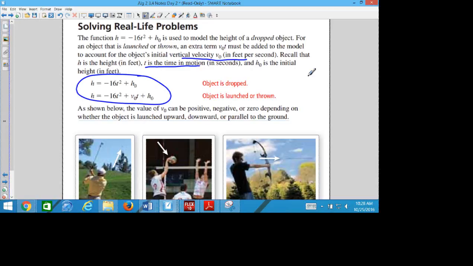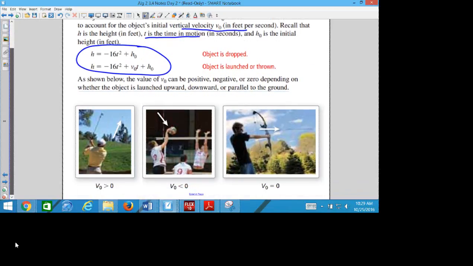So the vertical velocity has to do with what I am doing with this marker. If I'm just simply letting go, there is no velocity, and you would use this first equation. But if I threw the marker up, there would be velocity, and that would be an upward velocity. And it says it down here, if there's an upward velocity, then the V value is going to be positive.